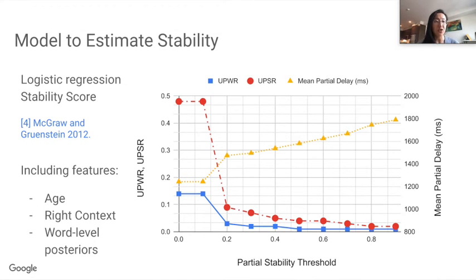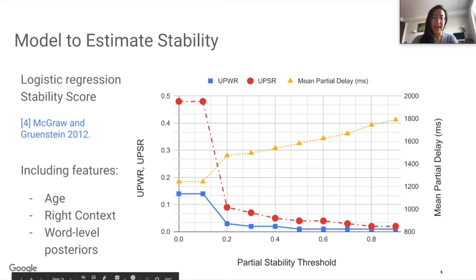We applied the logistic regression model to estimate stability as suggested by McGraw and Gruenstein in 2012. And at a high level, they use features such as age, right context, or word level posterior. Age defines the length of time that a prefix stayed in the n-best path without changing. The right context of the word is defined by the distance from the word to the end of the incremental result if we do the alignment of the word inside the result.